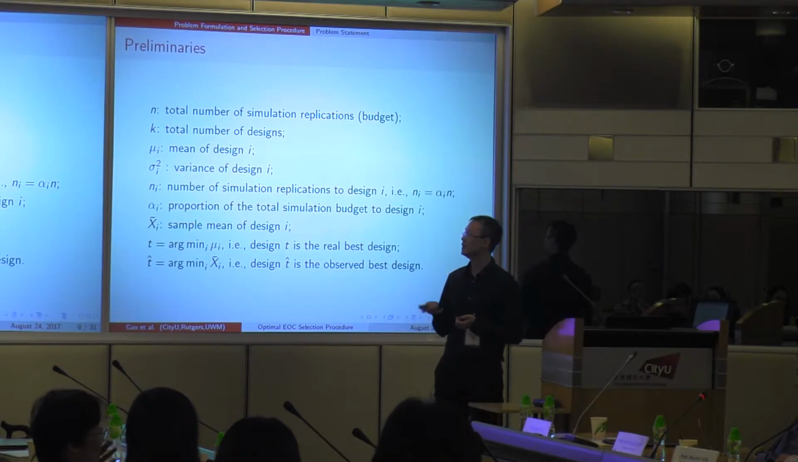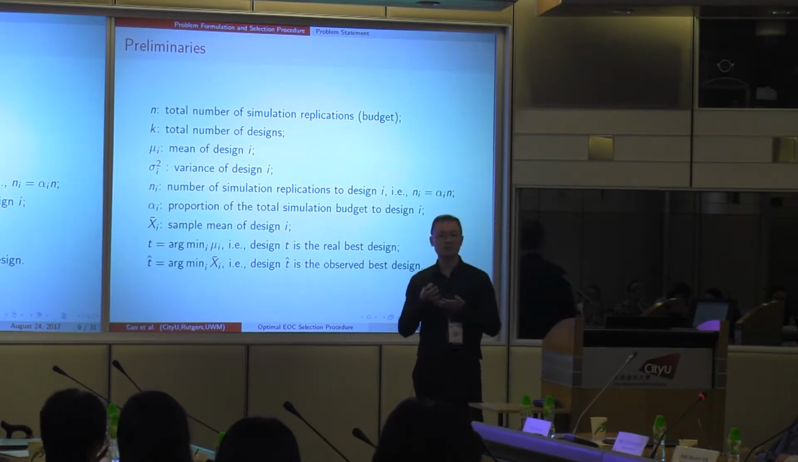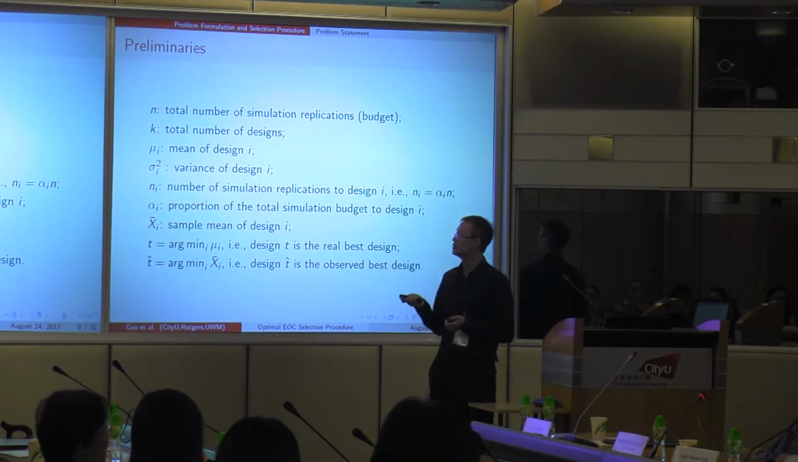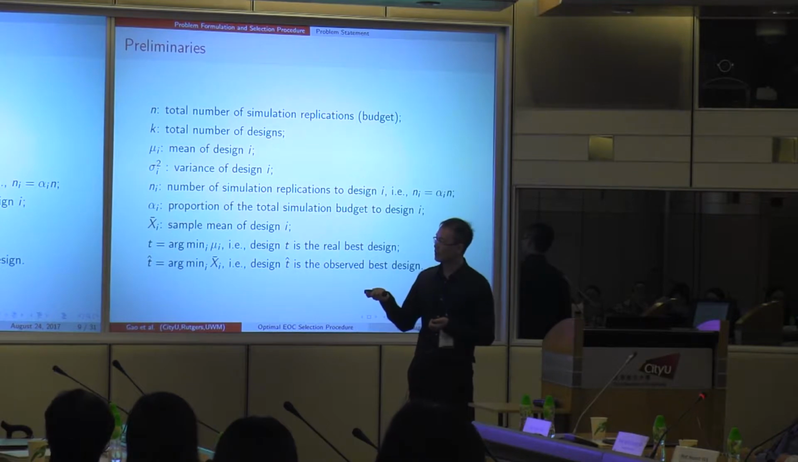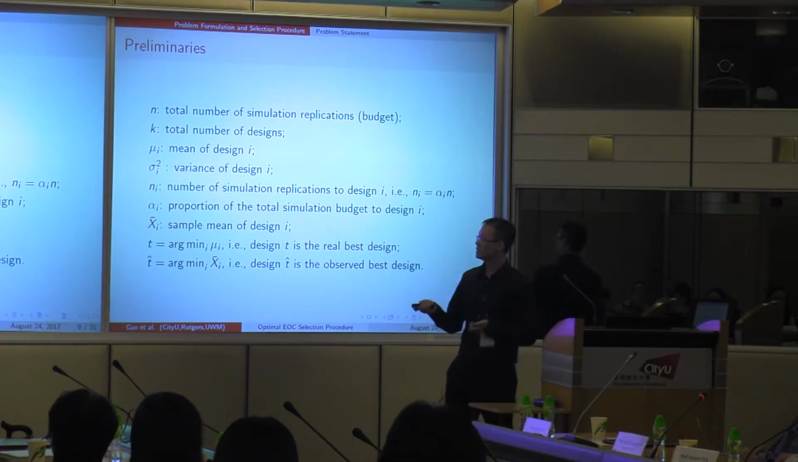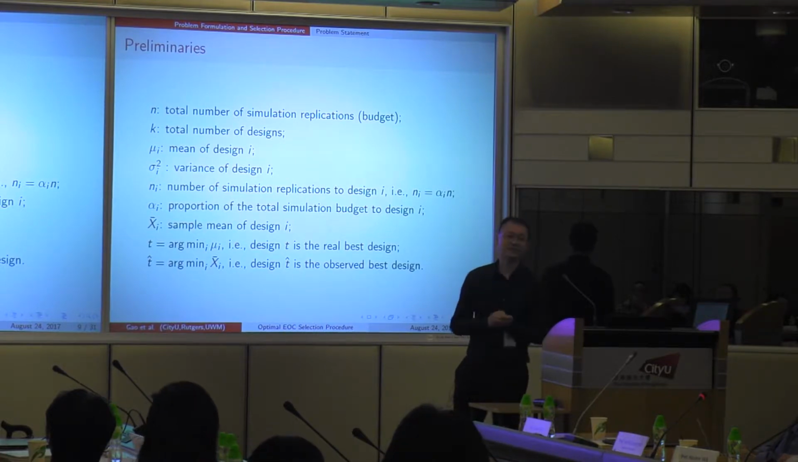And mu_i and sigma_i squared are the mean and the variance of the simulation samples of design i. And N_i and alpha_i are the number of replications and the proportion of the total simulation budget allocated to design i. X-bar_i is the sample mean of design i. And T and T-hat are the real best design and the observed best design.